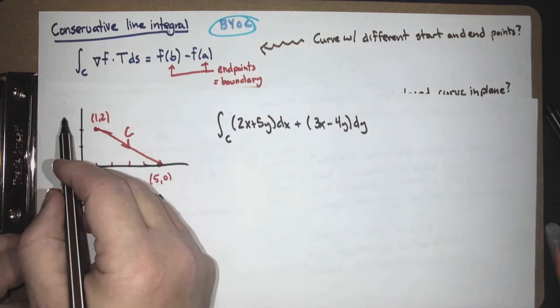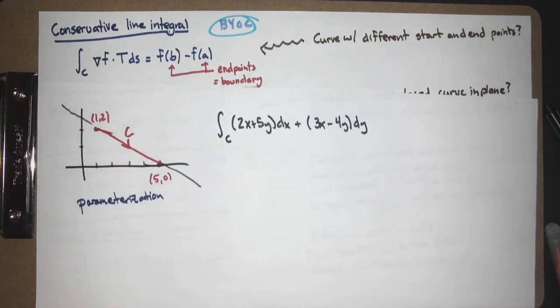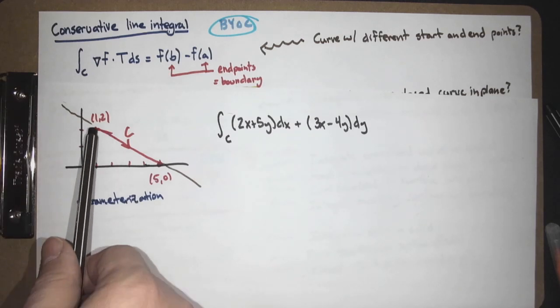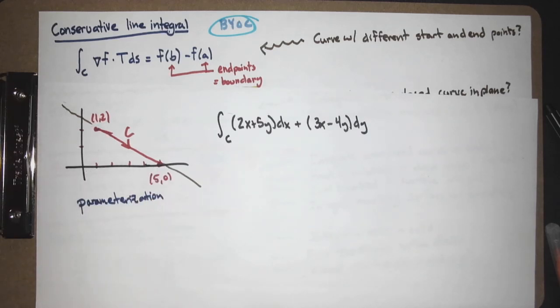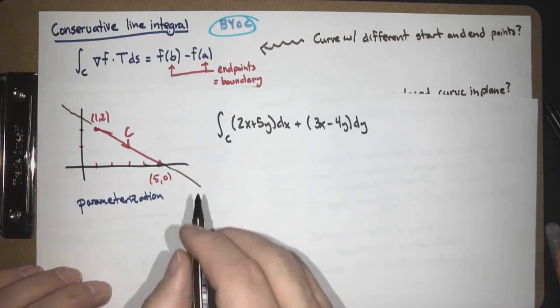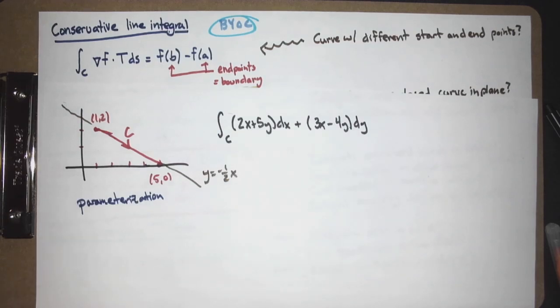What if I said this curve was just part of a bigger line? Could you find that line? You have 2 points. What's the slope of this line? Down 2 over 4. Slope is negative 1/2. So y equals negative 1/2 x plus something. Plus what?